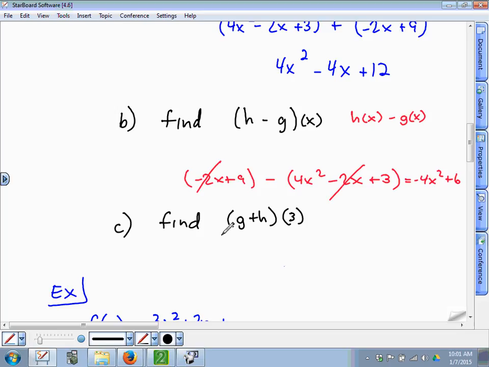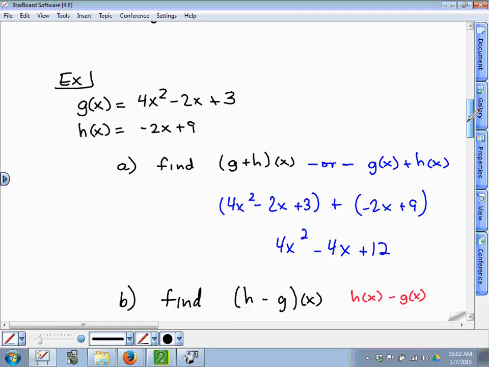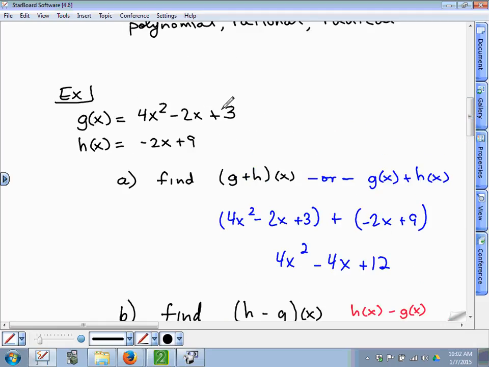Let's first plug a 3 into both functions separately and then add those two numbers together. So if you go back up to the functions here, if you plug in a 3 to the g function, let's not take too much time with it. What is it? G of 3?